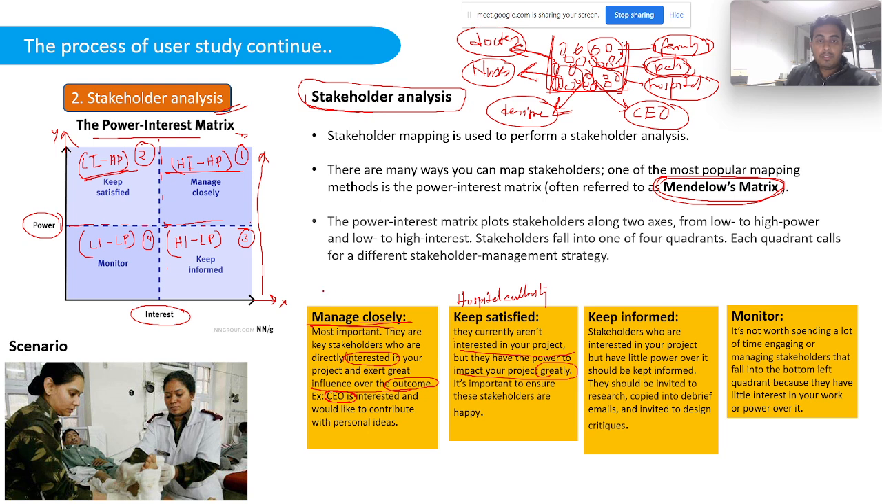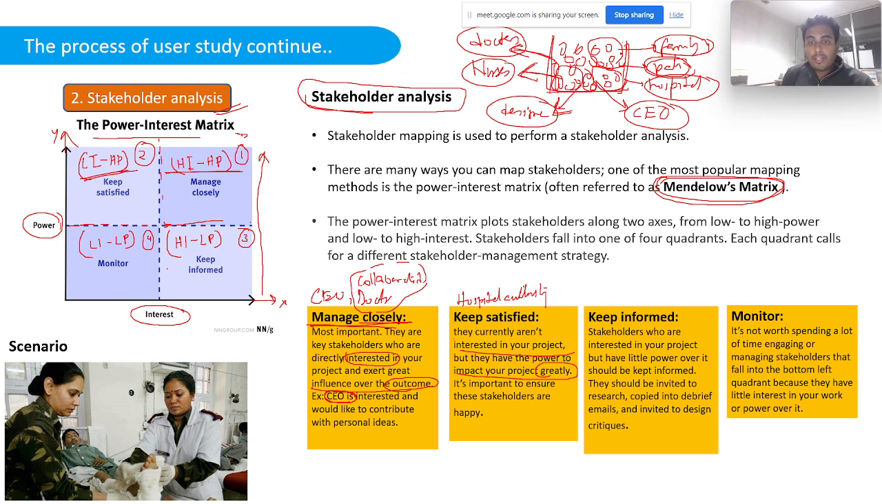Okay, so this may be your CEO or doctor who is a collaborative doctor. So he is also involved in the project. That's why he is showing so much interest and he has the power to implement.